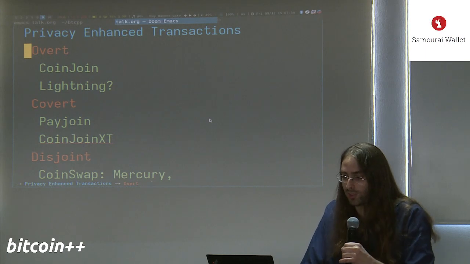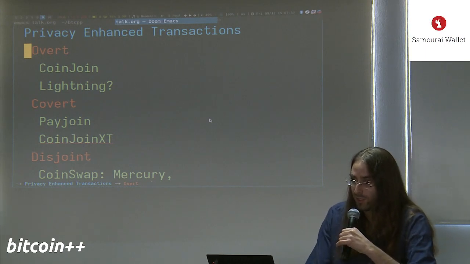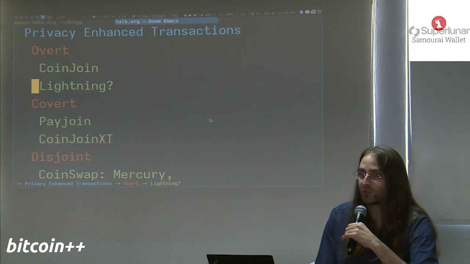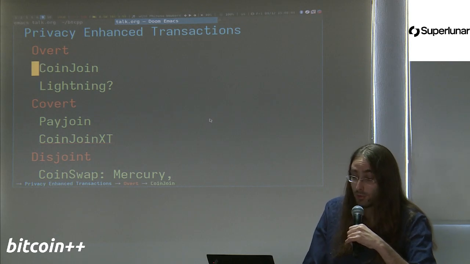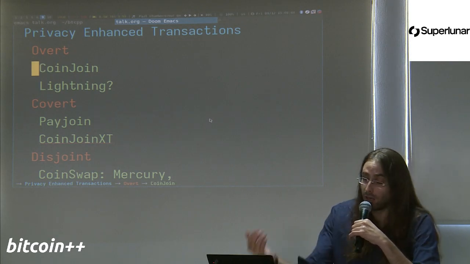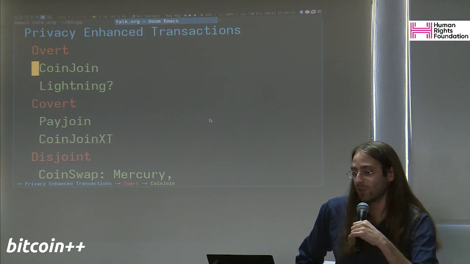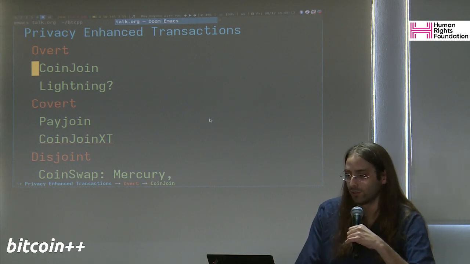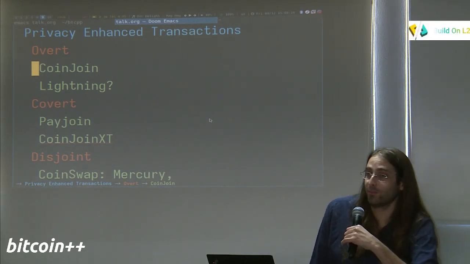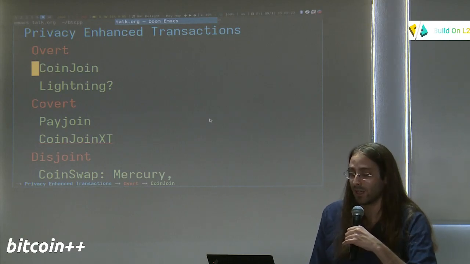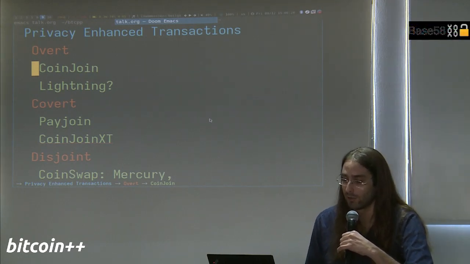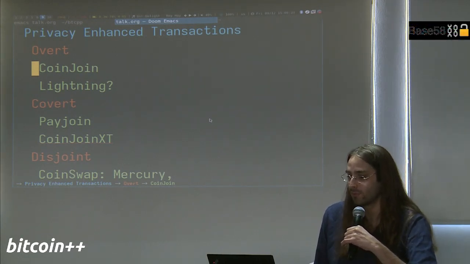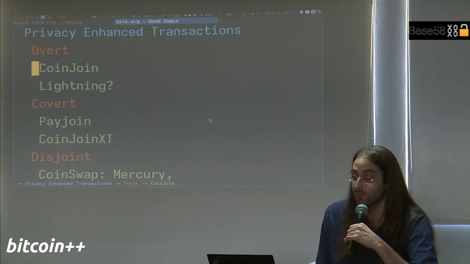So those heuristics lead us to three qualitative notions of privacy enhanced transactions in Bitcoin. Overt transactions, so for example, coin join transactions are easy to identify. They look like coin joins, and yet they provide a certain notion of ambiguity and anonymity within them. So are they private or not? I think it depends whether your threat model is more about hiding in the crowd, or signaling to the world that you're interested in privacy. And you could come up with different answers depending.